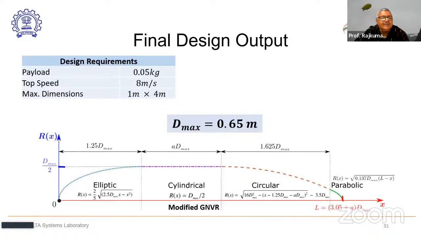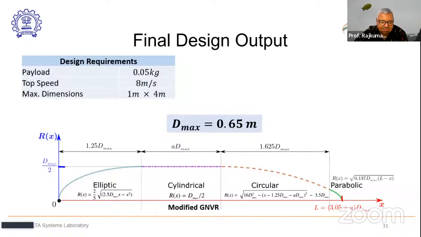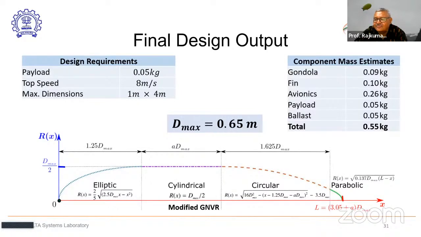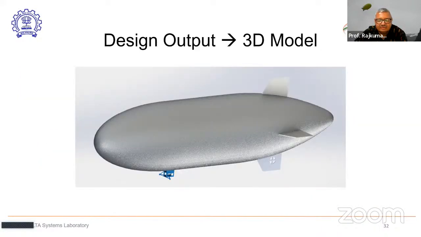So this is the final output. We are using a modified GNVR shape for this particular workshop. We have found that the maximum diameter of 0.65 meters matches the requirement of heaviness of 0.02 newtons for a payload of 0.05 with a ballast of 0.05, and to meet the requirements mentioned. Okay, and then if you add all the items, they come now to 0.55 kg. So this is the 3D model of the output of the calculations.